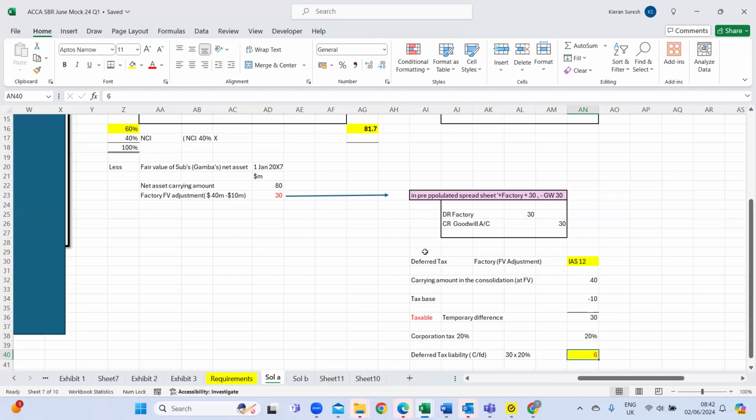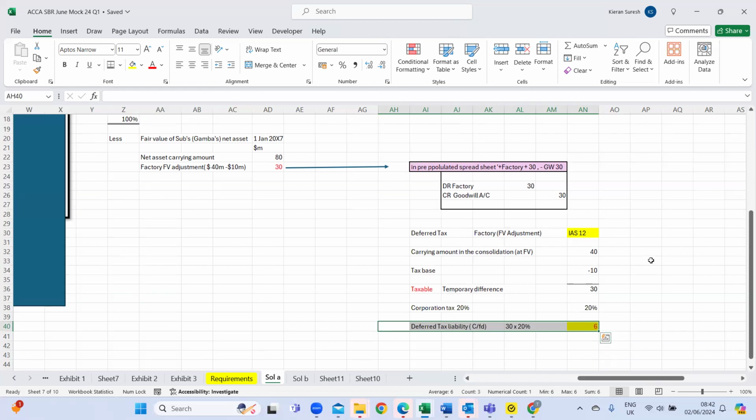But remember, if you remember IAS 12, any deferred tax liability that arises during the acquisition needs to be taken into goodwill, not to the profit and loss account. So this 6 million deferred tax related to the subsidiary's factory, the double entry would be credit. We need to increase the deferred tax liability. Credit will be the deferred tax liability for factory, and then the debit entry would be goodwill. Let me write the double entry here for you.